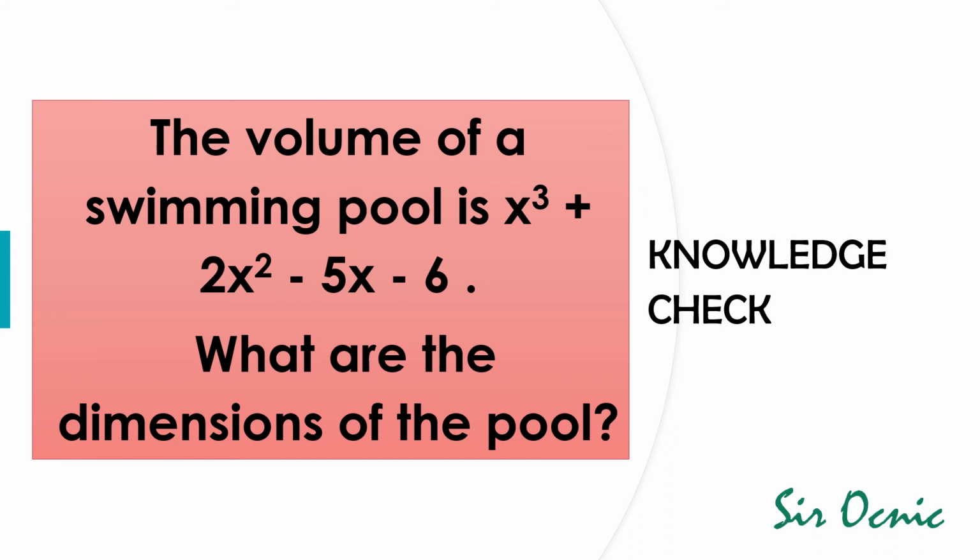Let us now check your knowledge. Try to solve this problem. The volume of a swimming pool is x cubed plus 2x squared minus 5x minus 6. What are the dimensions of the pool? Do not forget to pause this video while you are answering the activity. Let us now check your work.